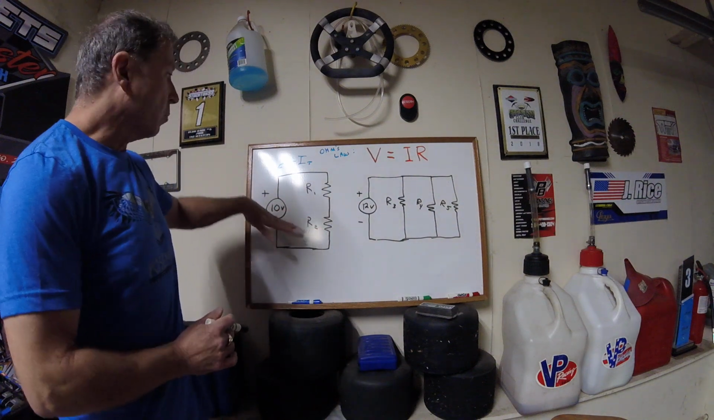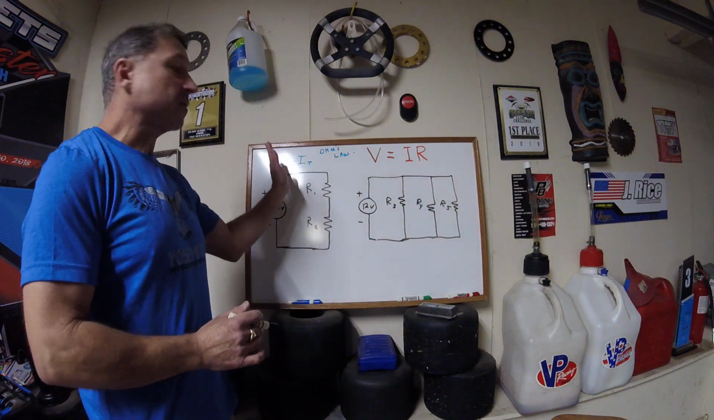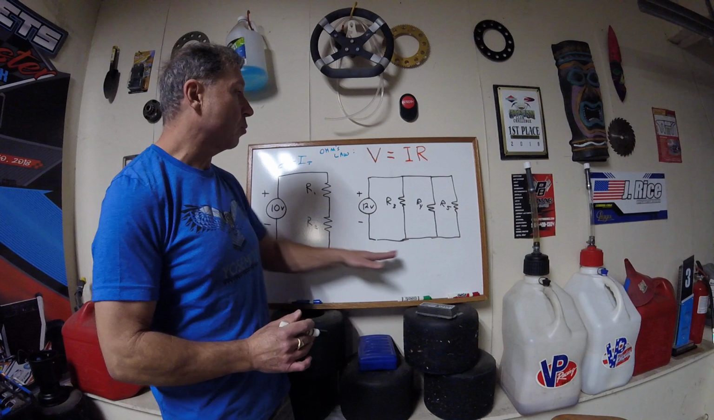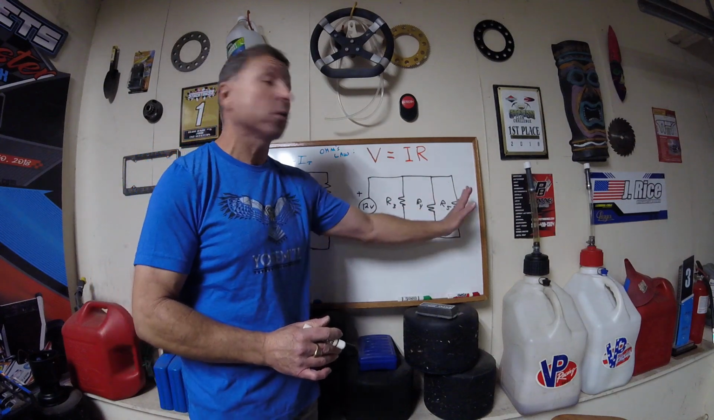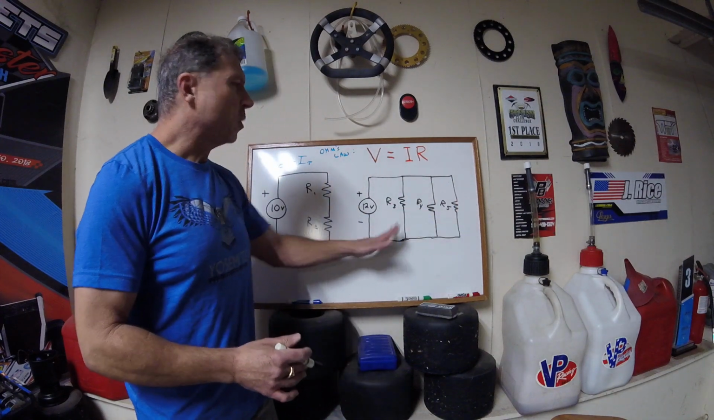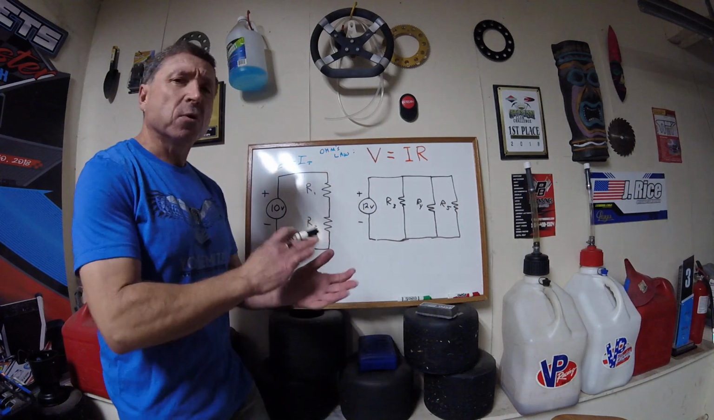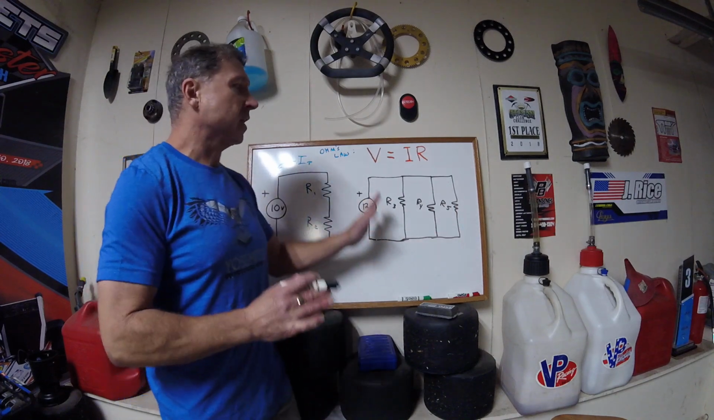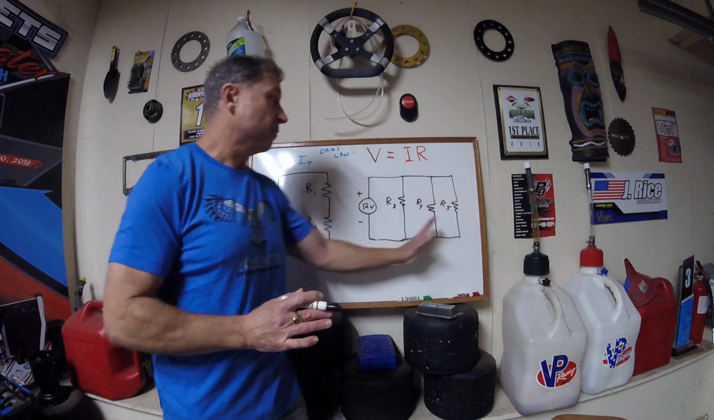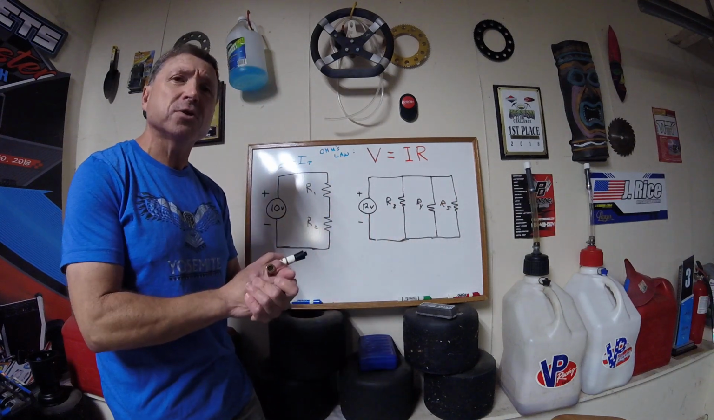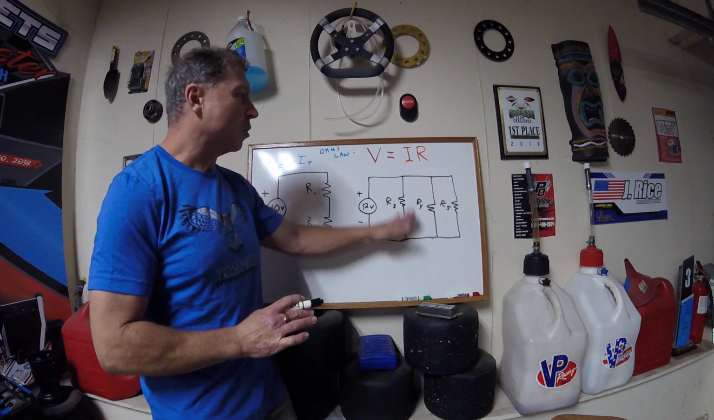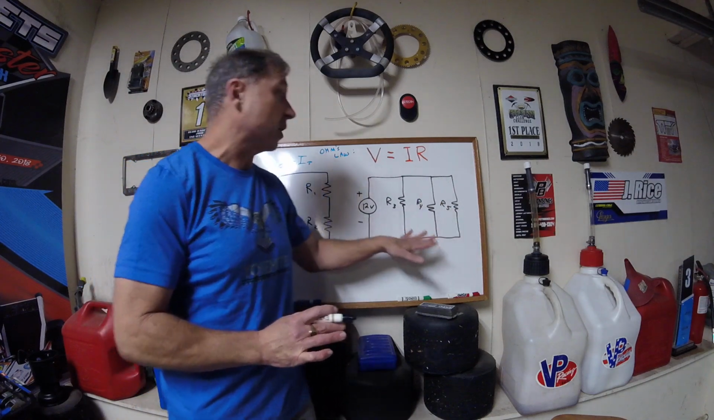Back to the series circuit where we only had one path for current to flow. Again, in a parallel circuit, we now have multiple paths for current to flow. So which way does the current go? Which resistor does it go through? Well, there's an old saying that says current takes the path of least resistance. And that saying actually is not true. What's going to happen is the current's going to take any path that's available.